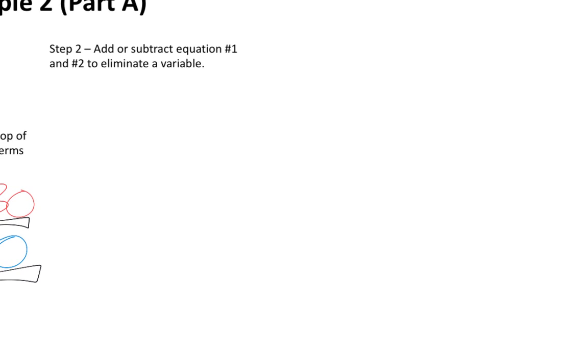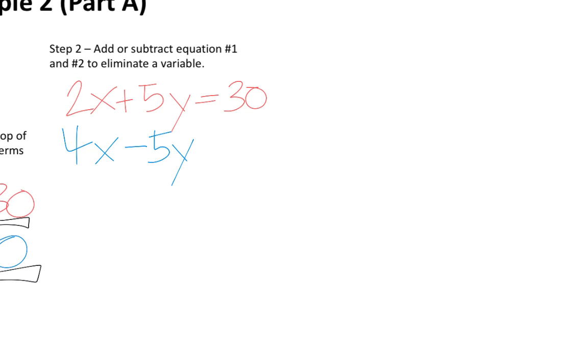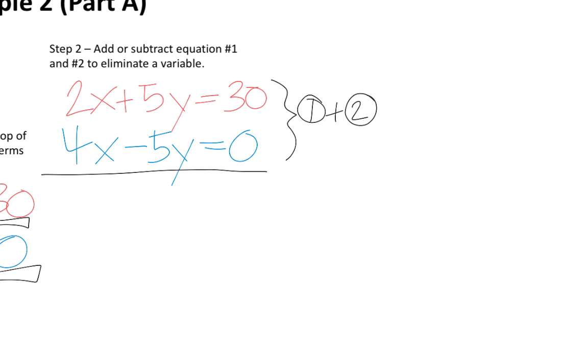Let's start with equation 1, which is 2x plus 5y equals 30. And let's rewrite equation 2 directly underneath, which is 4x minus 5y equals 0. Remember, you have a choice here. You can either add or subtract the equations. I'm going to try adding them first, and if that doesn't work, I'm going to subtract them. I'm going to make a little note for myself. I'm adding equation 1 to equation 2.